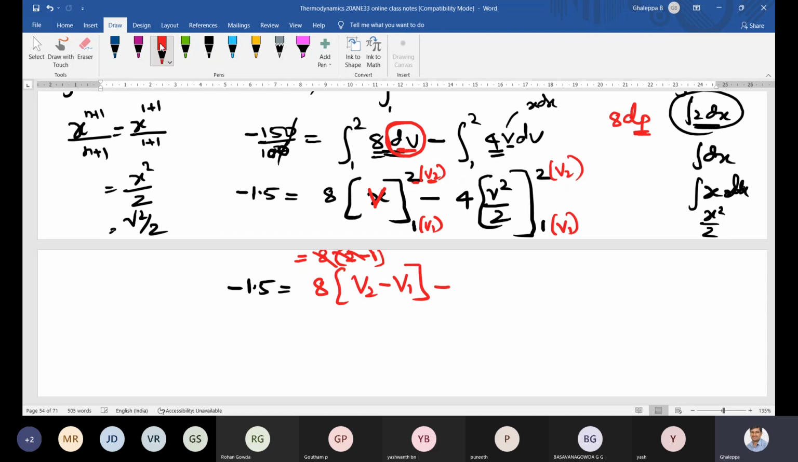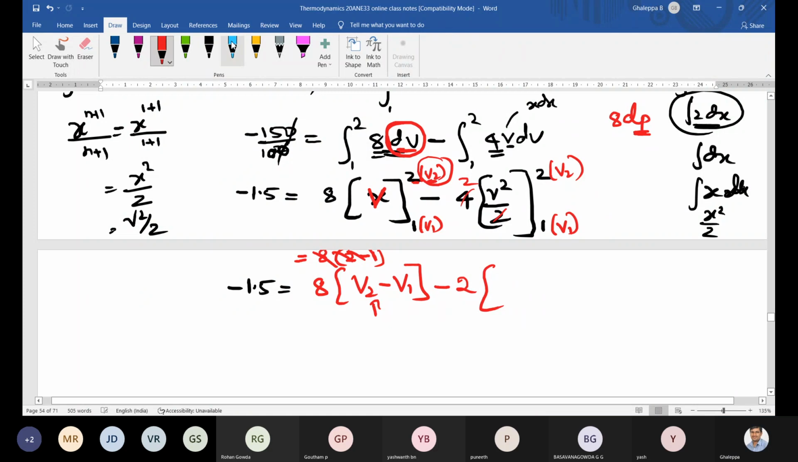So, always write upper limit first, lower limit next. So 4 by 2, it cancels, you will remain 2. Now tell me what should I write here?